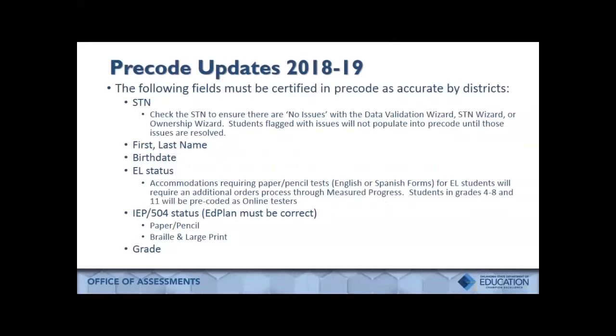We'll pull in the first and last name of the students, as well as their birth date, their EL status, their IEP 504 status, as well as their grade. For those students who are identified as EL, any accommodation that requires a paper pencil test, other than their third grade English, if they're requiring a Spanish form or paper pencil test for grades 4 and above, that will require an additional order process through Measure Progress.